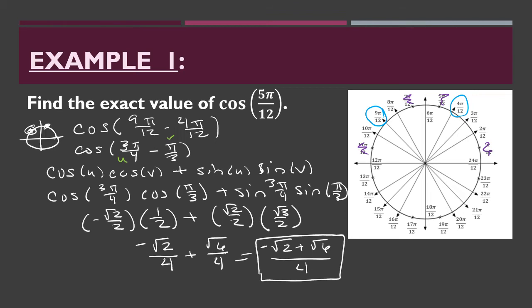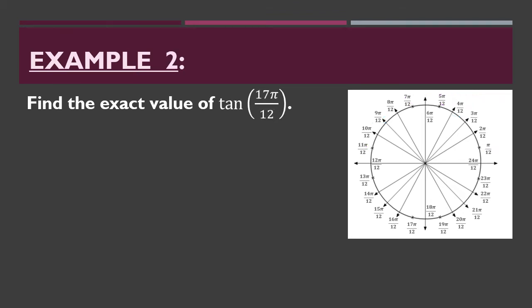If you had a calculator and you put it in radian mode and took the cosine of 5 pi over 12, and then separately you took negative square root of 2 plus the square root of 6 and divided the entire numerator by 4, you should technically get the same answer. All right, moving on to this problem.